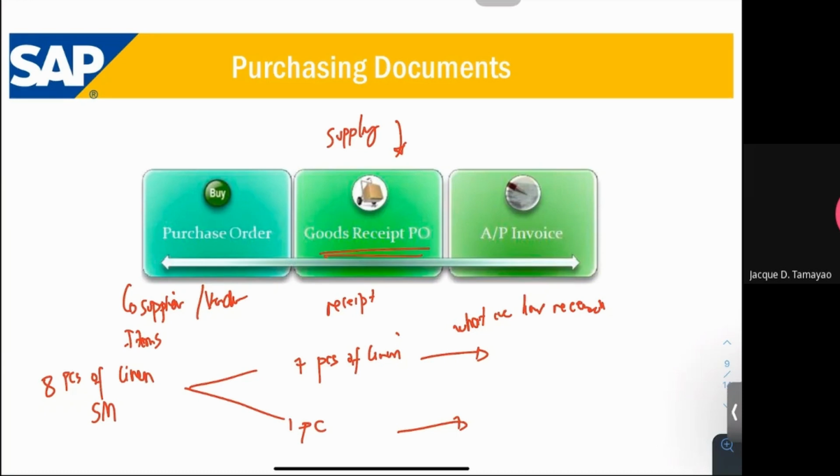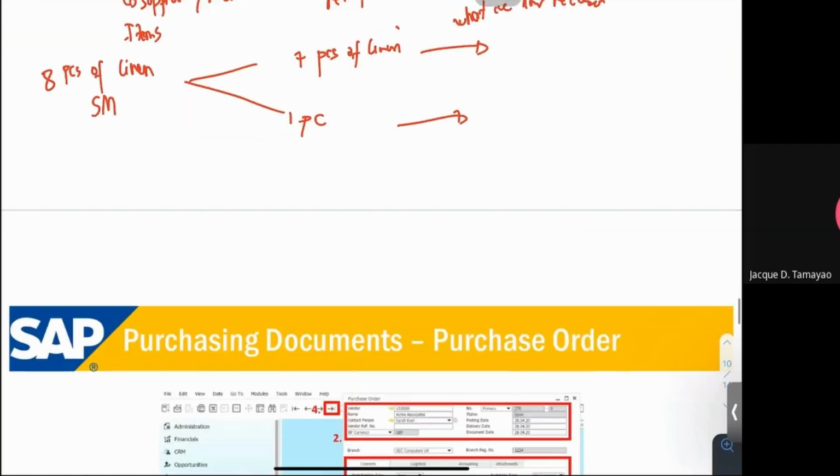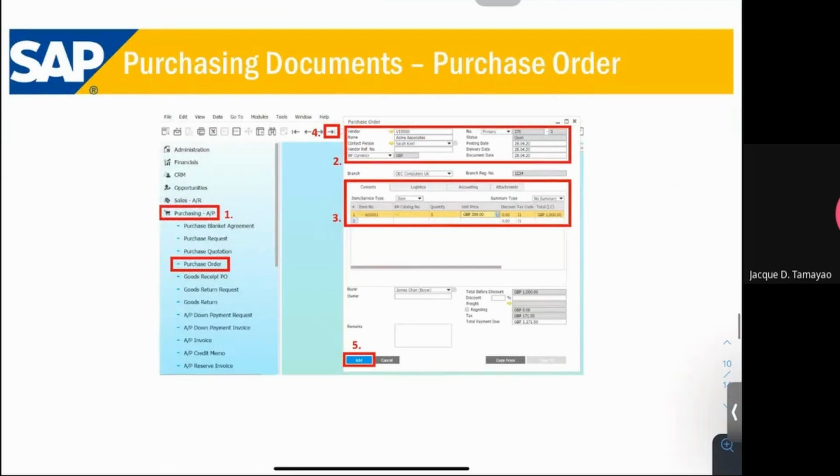Okay, so generally three main processes as to SAP purchasing. First, we create a purchase order. Next, we make a goods receipt PO. Next, we create an AP invoice. The question is, how do we do this in SAP? Now, first, purchase order. How do we create the purchase order under SAP?